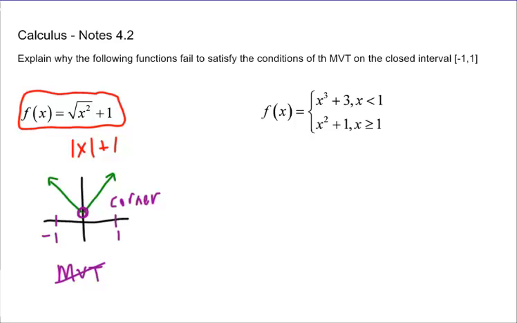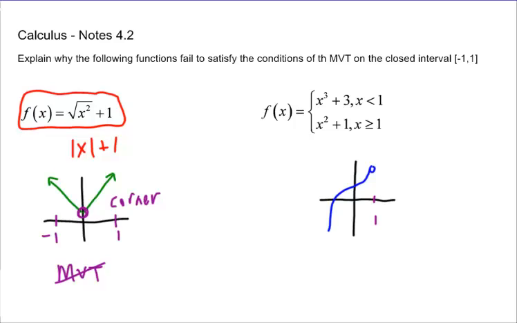If you look over here at the other guy, and we were to graph it, x cubed plus 3 for x is less than 1. So we're really interested now in what's going on at 1. Well, I know x cubed plus 3 is going to look something like this, and at 1 we are undefined.